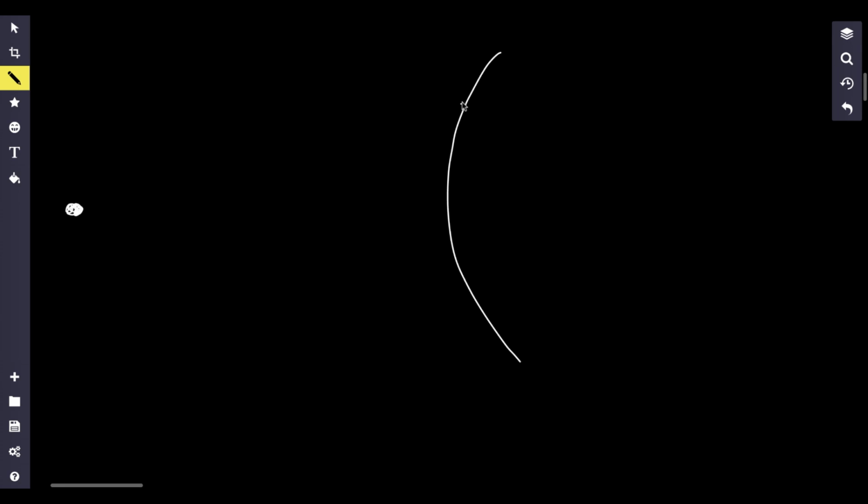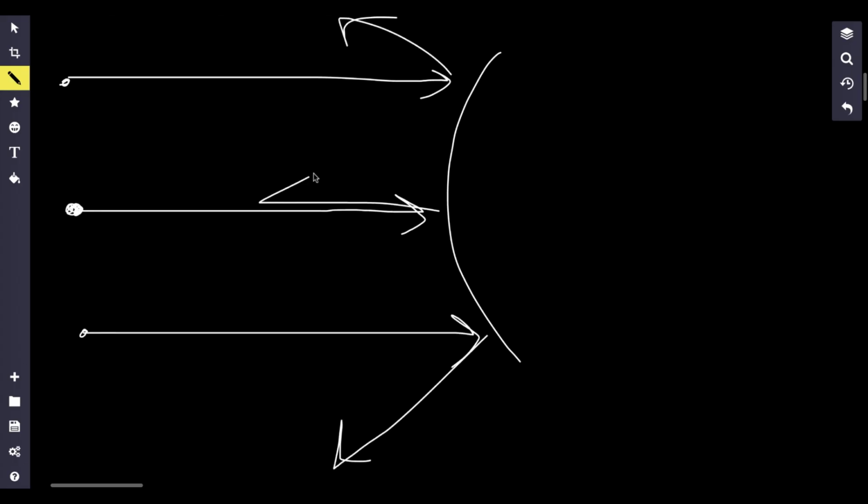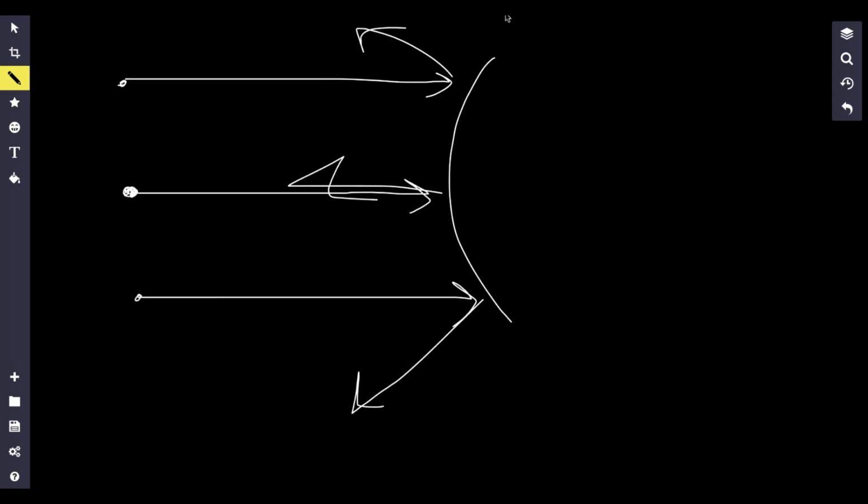Let's say this is your object here. Convex mirrors are shaped in a way where if any sort of light hits my mirror, they're all going to get deflected in different directions, right? So they're never going to converge. They're never going to converge, right? And instead, they're going to diverge.